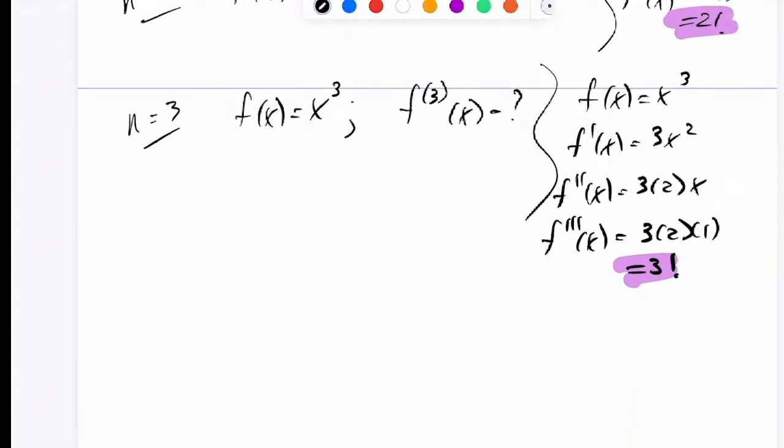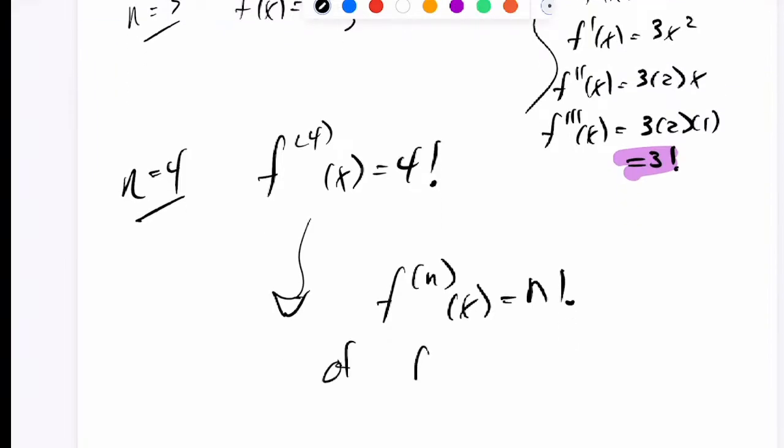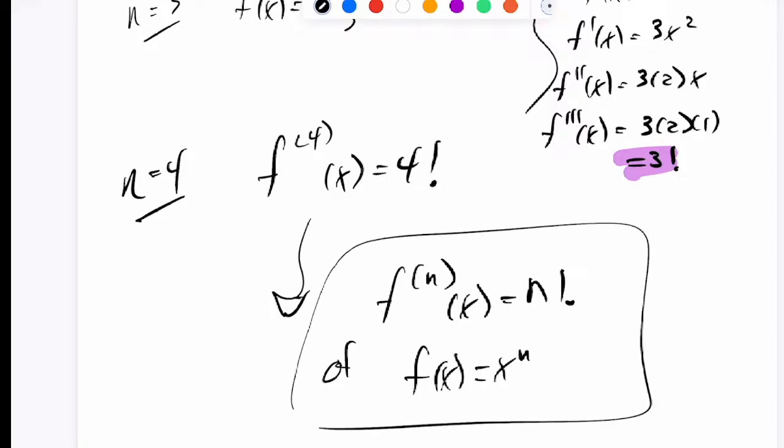And then you can kind of see, like, if I chose the fourth derivative, you can probably see that the fourth thing would be 4 factorial. So the general pattern is that if your function f at x is x to the n, the nth derivative would be n factorial. So that's the general idea. Does that make sense, Chatyana? You were asking that?